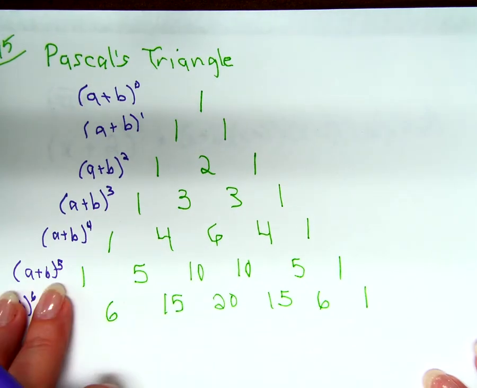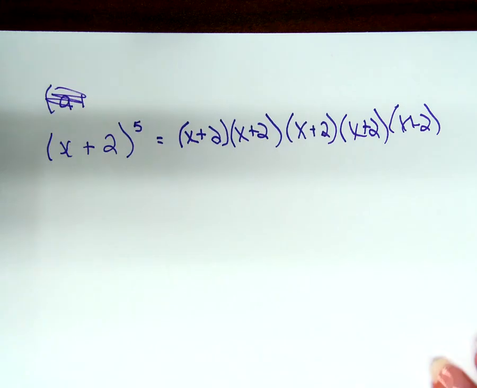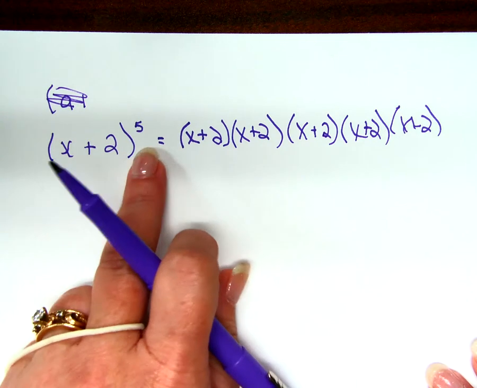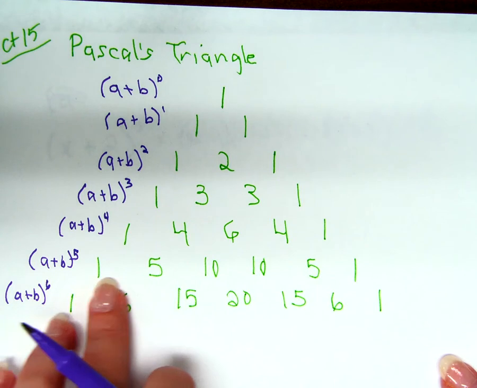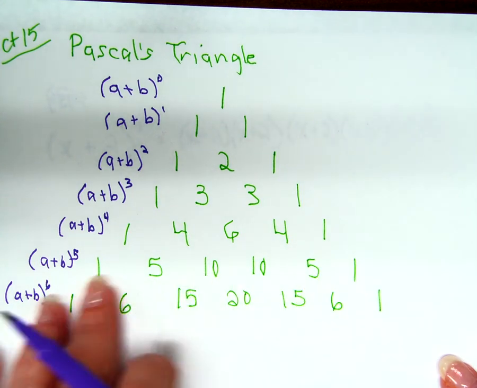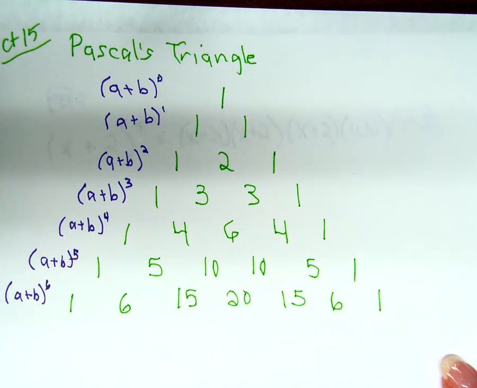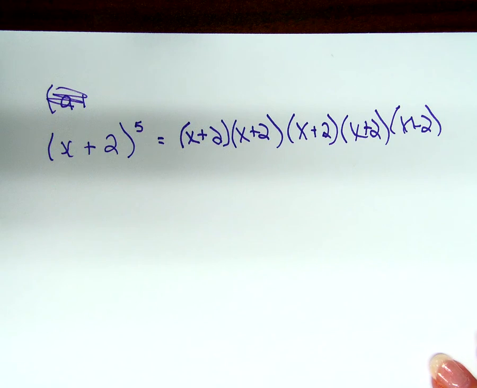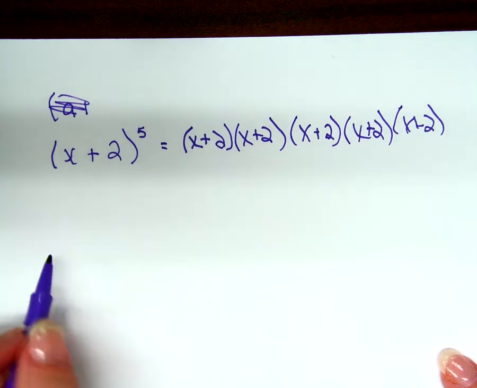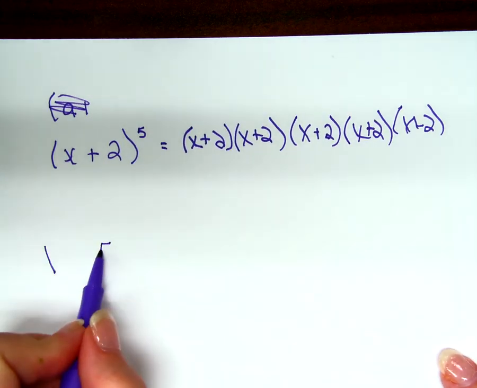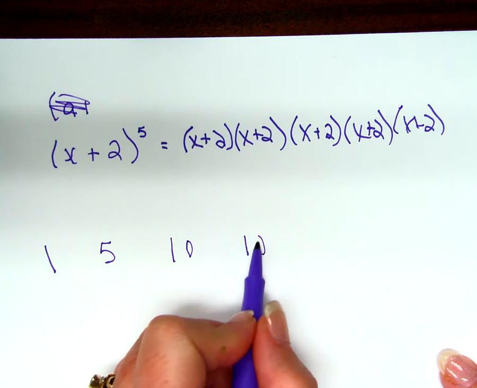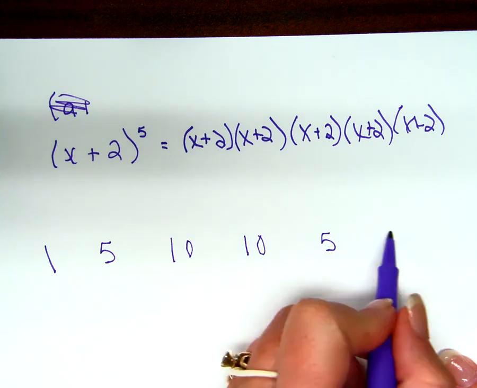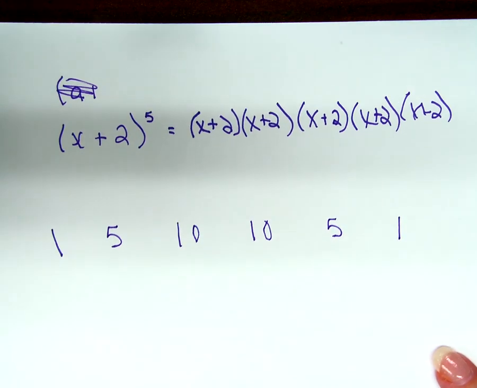So we're going to go to the row like the problem that we have. The row like the problem we have is a plus b to the 5th, right? Well, according to a plus b to the 5th, this row is the row I need. 1, 5, 10, 10, 5, 1. Got it? 1, 5, 10, 10, 5, 1. That's the row I need, right?